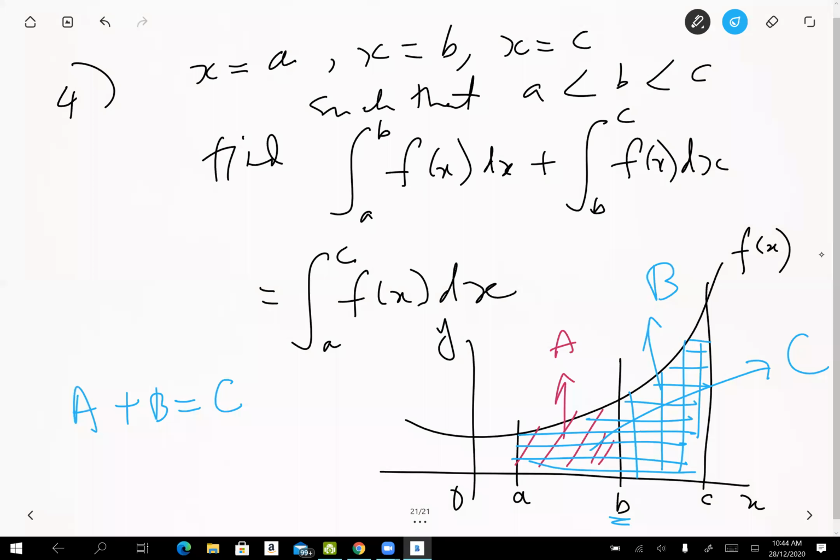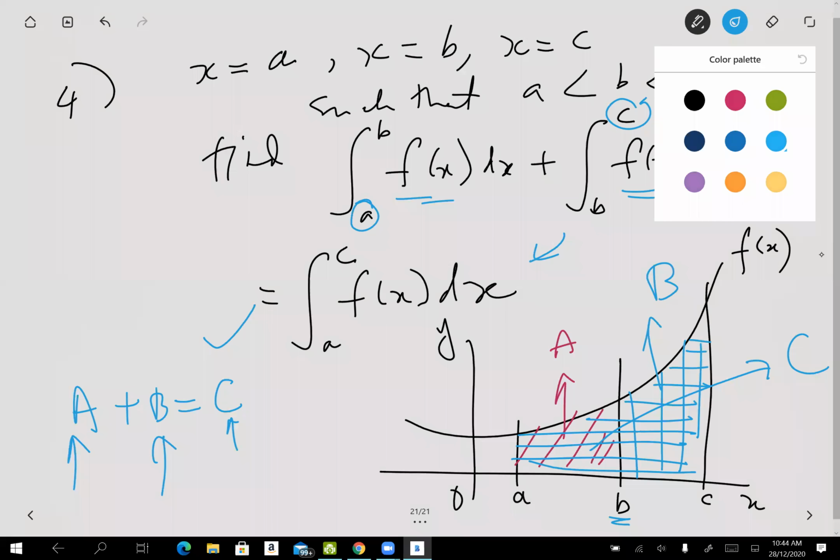So if you want to find the two separate areas, A and B, what you do here is just find C. You don't have to find A and B, just find C. How do you find C? It's the integral from A to C, the endpoints, of the function f of x. All right, that's the rule, and of course, that is the function example.